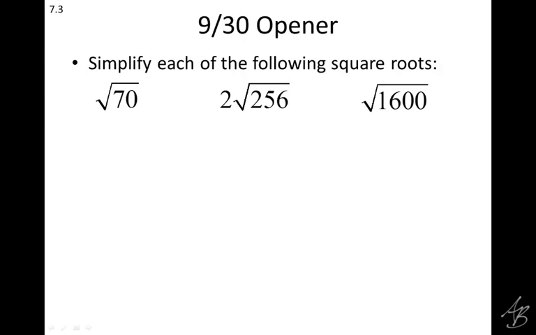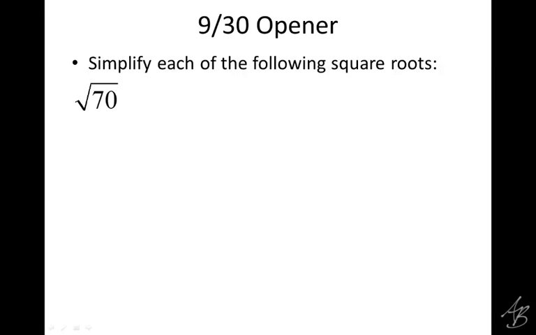Just continuing what we've been doing the last couple of days. So we want to simplify each of these square roots, and the first thing we're going to do to try to simplify them is to what? Starts with an F. Factor, right? So we're going to do a factor tree, and we're going to factor each of these.